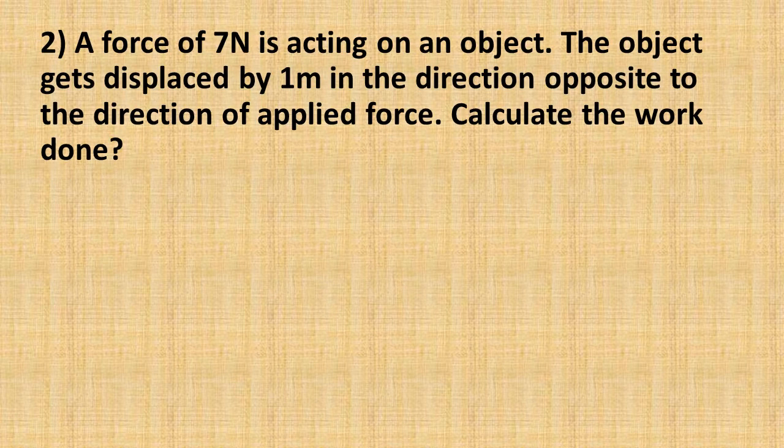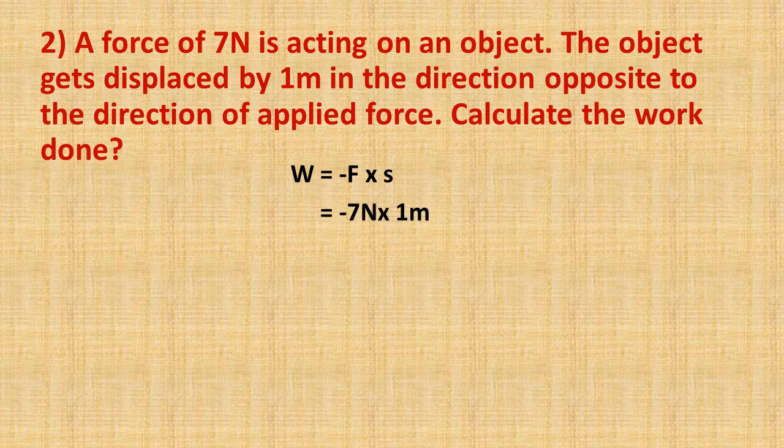Now let's move on to the second problem. A force of 7 Newton is acting on an object. The object gets displaced by 1 meter in the direction opposite to the direction of applied force. Calculate the work done. So, a force of 7 Newton has been applied and the object is displaced by 1 meter but in the opposite direction. That is, negative work has been performed. So, our formula would be W equal to negative F into S, which equals minus 7 Newton into 1 meter, which is equal to minus 7 Newton meter or minus 7 joules. So the work done here on the object is minus 7 joules.